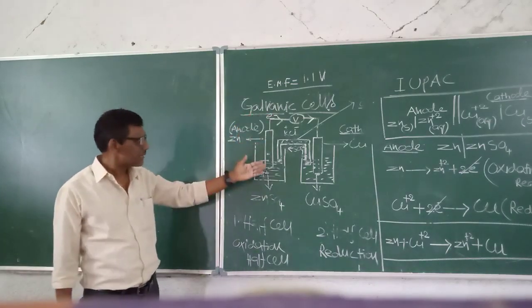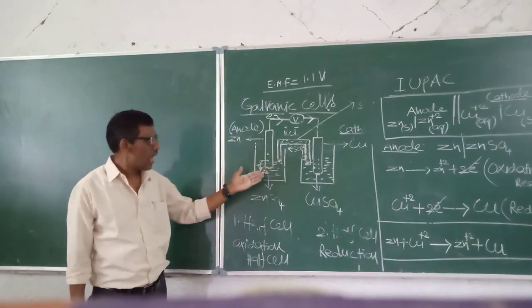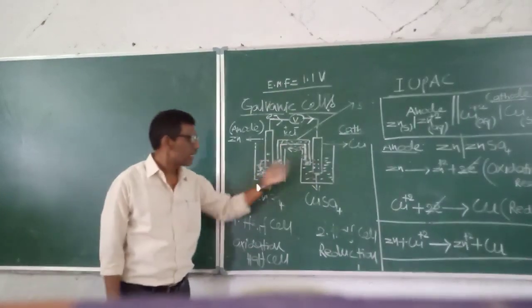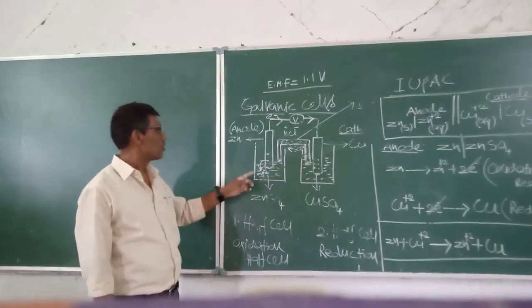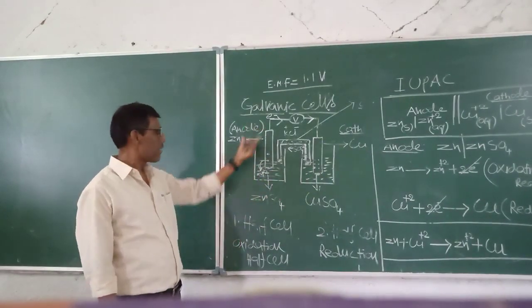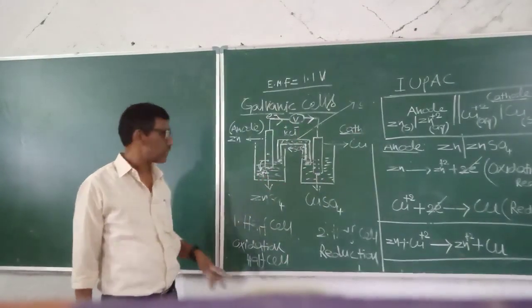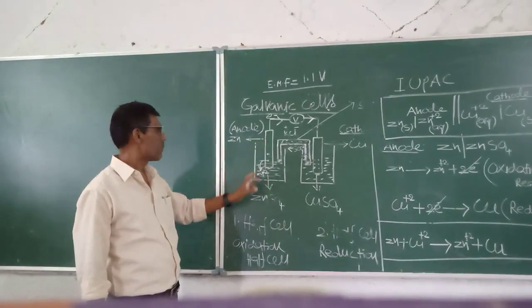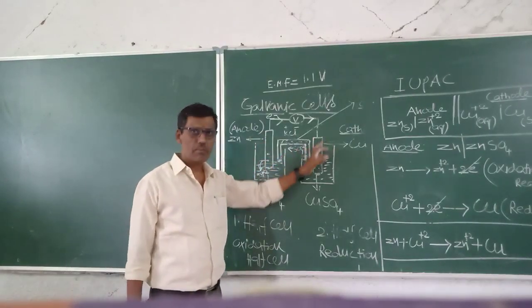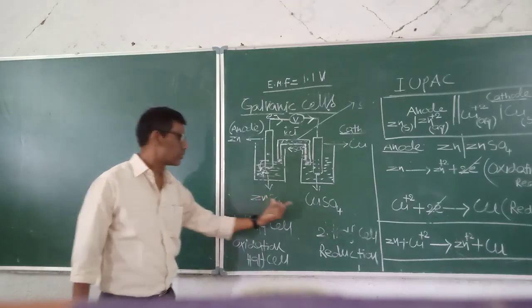So we have taken the Daniell cell. I have pictorially drawn the diagram here. It consists of two half cells, anode and cathode, taken in different vessels or beakers. At the anode, a zinc rod is dipped in zinc sulfate, and at the cathode, a copper rod is dipped in copper sulfate. So this is one half cell, and this is another.